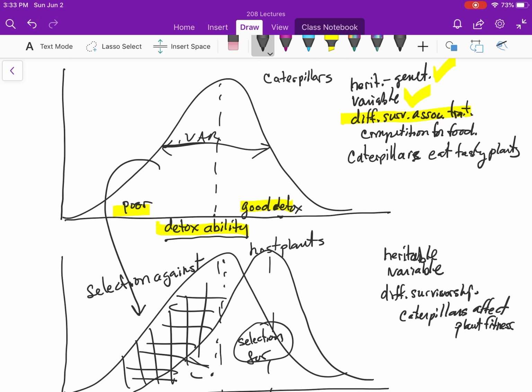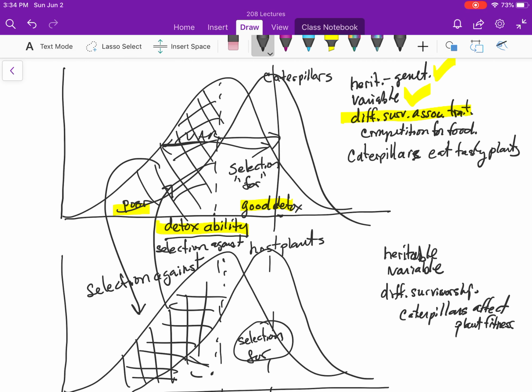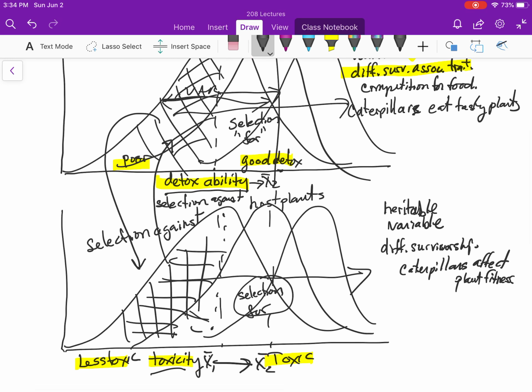So we go back up to the caterpillars, and those toxic plants are going to have a selection against these that are not so good at detoxifying over here. So this is going to be selection against them and selection for those that can detoxify. And so as a result, caterpillars will survive better in this category, and they too will shift. So they'll move up here to their new X bar 2 to the right. And so what ends up happening is these two organisms, in theory, have this reciprocal selection that results in continuous change. Plants get really toxic and caterpillars get really good at detoxifying plants.